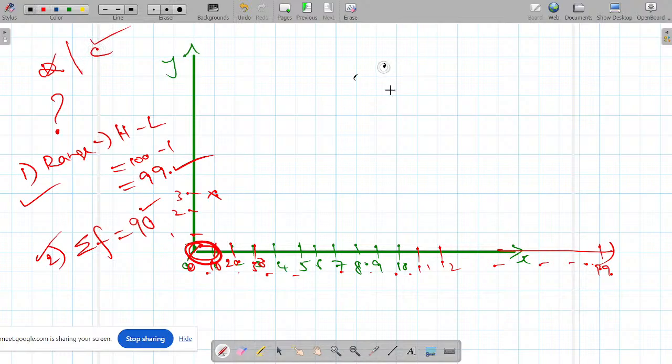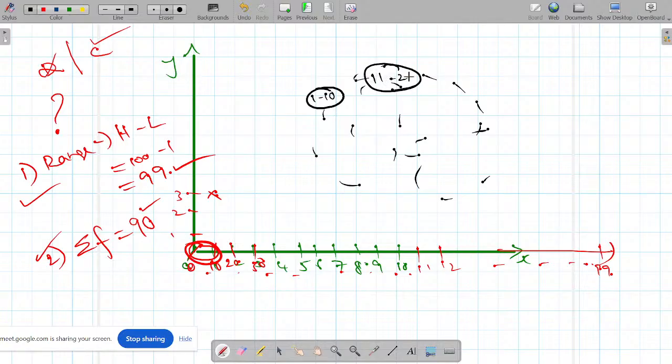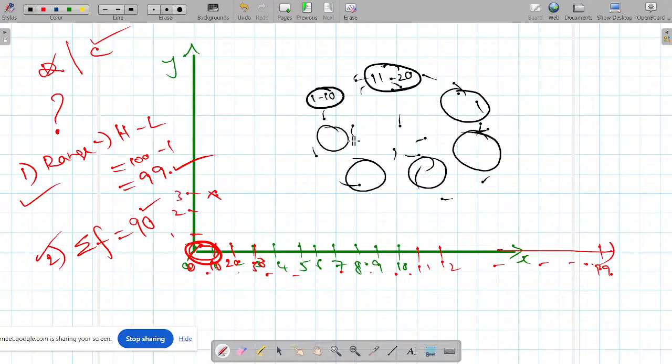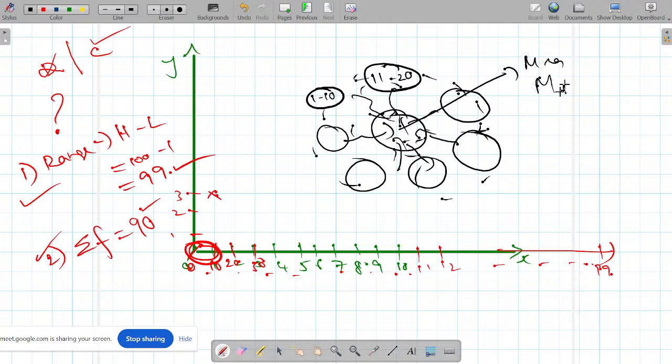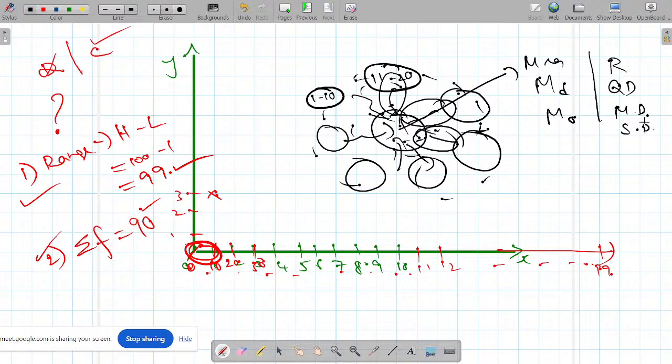If I do this in clusters, instead of having so many points like this, what I have now is 1 to 10. Next cluster will be for 11 to 20. Please try to understand: I'll be having clusters and clusters, which means grouped and grouped. At last, everything will be tending to one single value, and that value will be called the what? Mean or median or mode. Measures of dispersion: range or quartile deviation or mean deviation or standard deviation. So instead of single points scattered over, I'm going to have groups of values scattered over.